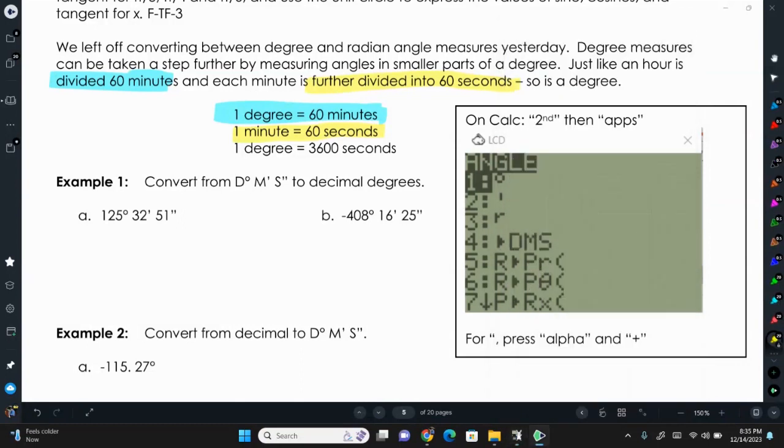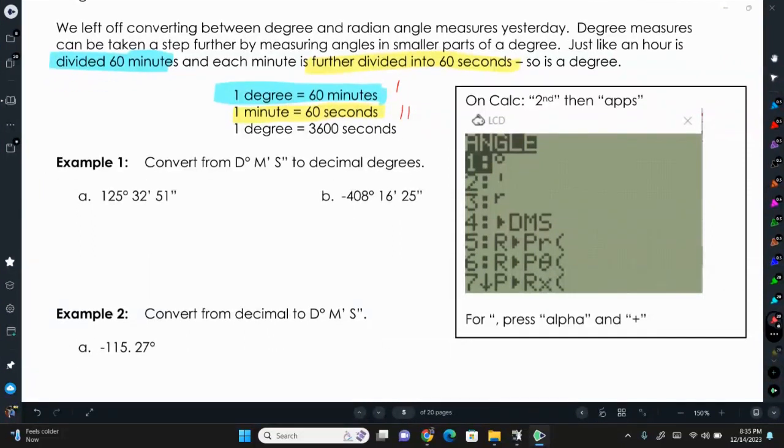So some symbology here. 1 minute, the symbol for that is like an apostrophe, and the symbol for seconds would be 2 apostrophes, or you could think of it as a quotation mark. And you may say, well, in our angle measure, we don't see this symbol here, the quotation mark. Well, unfortunately, to get that, you have to press alpha and then the plus button. I'm not sure why it's not in this menu, but that's just where it is.